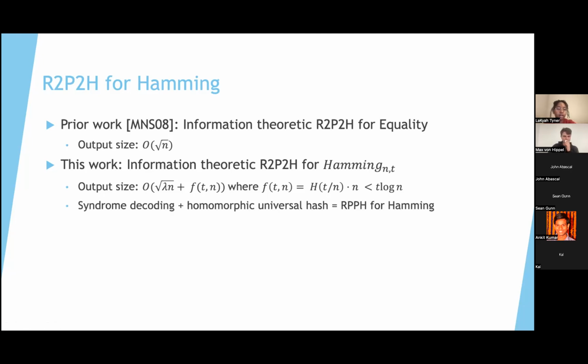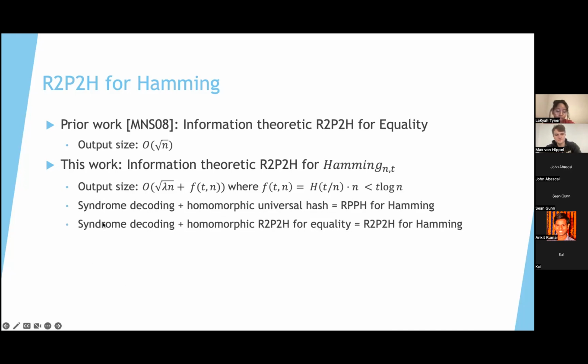Okay, so in our first three constructions, we noticed that we are able to use syndrome decoding plus a homomorphic universal hash function for equality to produce an R2P2H for Hamming. Similarly, in this randomized setting, we're going to use syndrome decoding along with a homomorphic randomized robust property preserving hash for equality to produce a randomized robust property preserving hash for Hamming. And again, this second part is what we get from prior works.